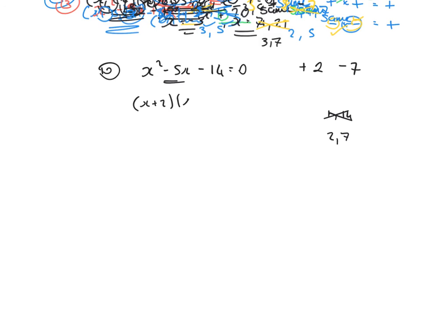x plus 2 bracket x minus 7 equals 0. x plus 2 could be 0, or x minus 7 could be 0. Bring them over, change the sign, x could be minus 2 and x could be 7.